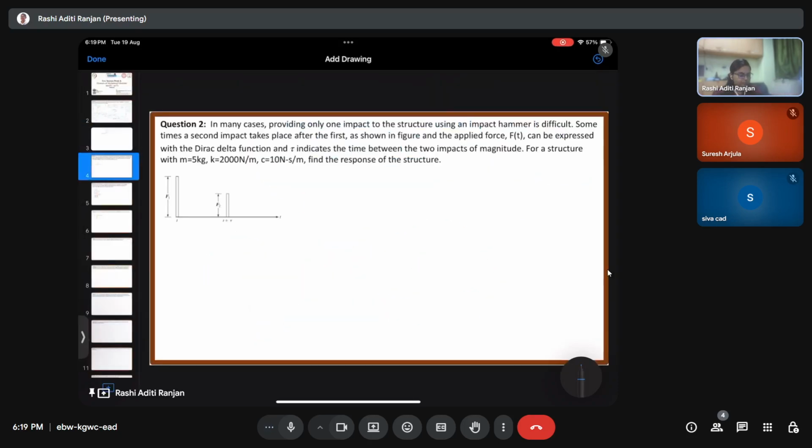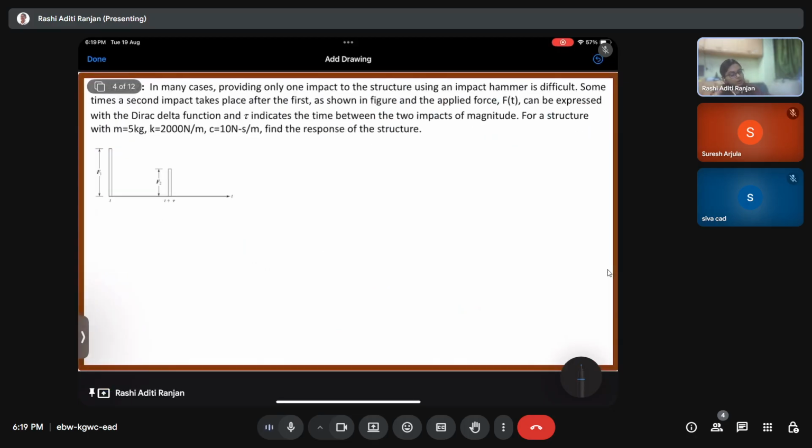Coming on to question number 2. So in many cases, providing only one impact to the structure using an impact hammer is difficult. Sometimes the second impact takes place after the first, as shown in figure, and the applied force F of t can be expressed with the Dirac's delta function, where tau indicates the time between the two impacts of the magnitude. For a structure with M, K, and C, find the response of the structure.